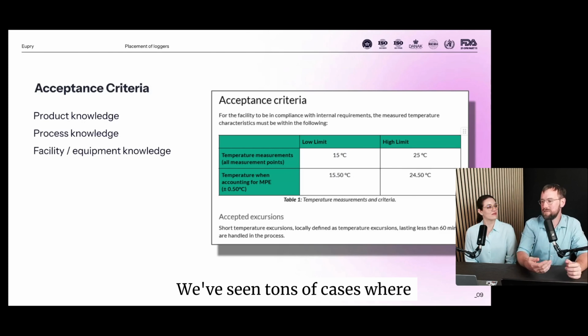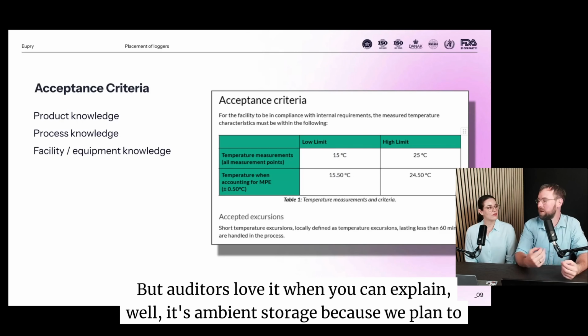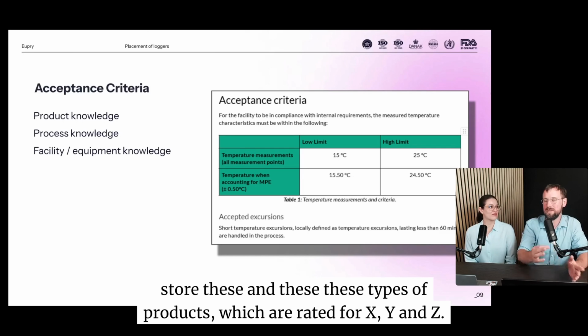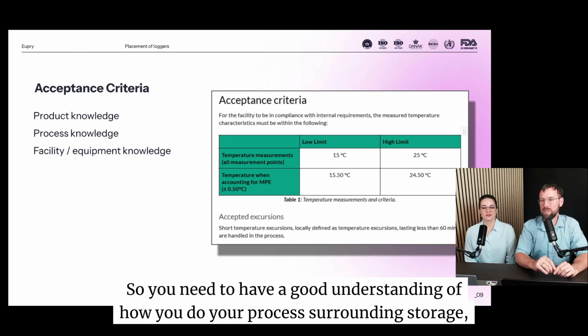We've seen tons of cases where customers said, well, it should just be an ambient storage and that's it. But auditors love it when you can explain, well, it's ambient storage because we plan to store these and these and these types of products, which are rated for X, Y, and Z. Then you need a good process knowledge. So you need to have a good understanding of how you do your process surrounding storage, basically.